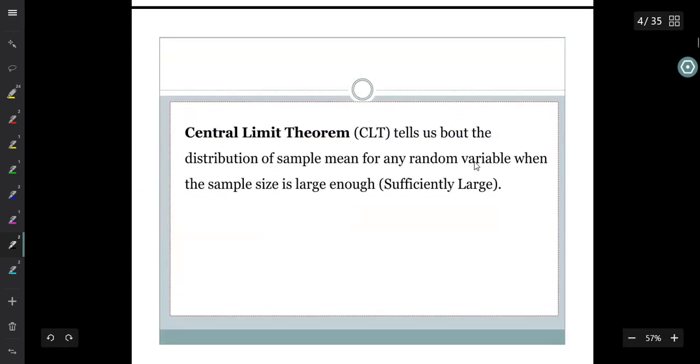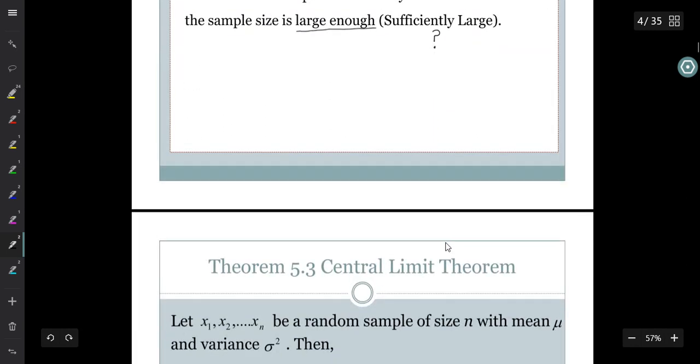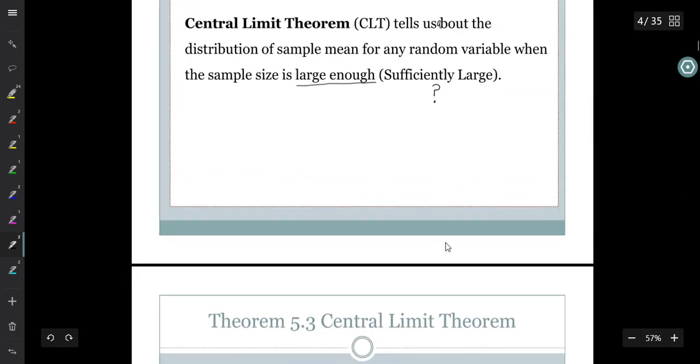When it comes to the central limit theorem, it tells us about the distribution of the sample mean for any random variable when the sample size is large enough, or we may say sufficiently large. Then we have the question: what is sufficiently large? What is that number? How large is large enough?